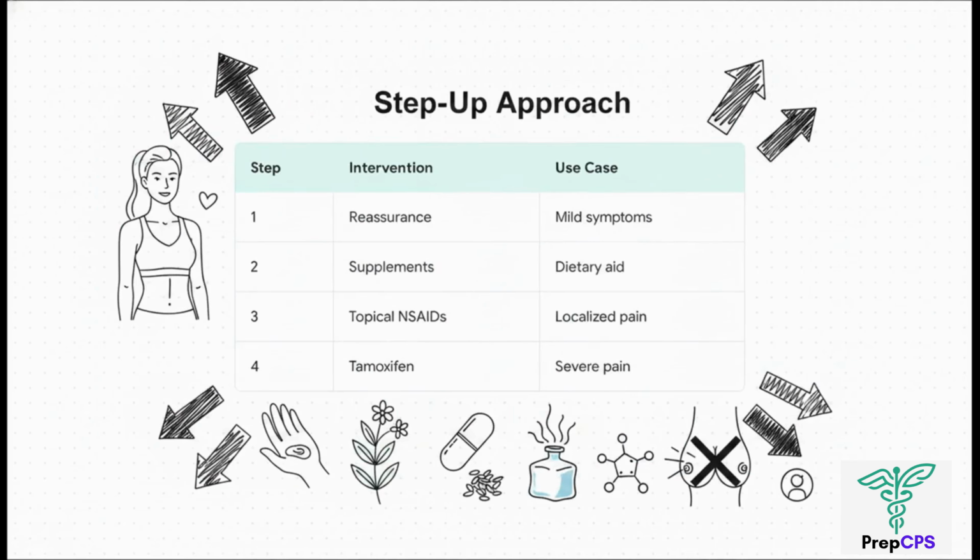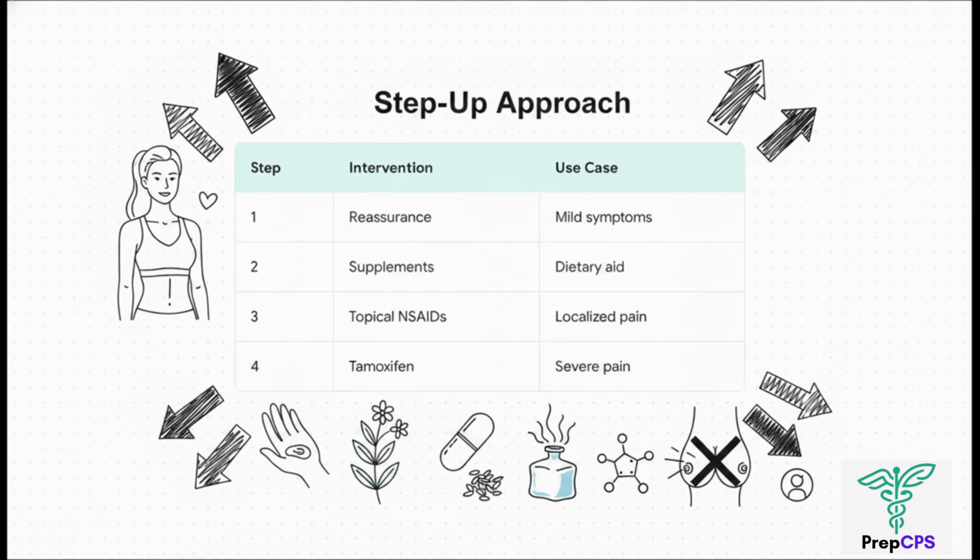So how do doctors actually treat mastalgia? Well, it's a very logical step-up approach. Step 1 is simply reassurance and recommending a well-fitted support bra. Honestly, for the vast majority of people, just hearing a doctor say it isn't cancer provides immense, immediate relief. Step 2 involves dietary supplements, things like evening primrose oil or flaxseed, which are packed with helpful omega-3 fatty acids. If the pain is stubborn, Step 3 brings in topical anti-inflammatory creams you apply directly to the area.